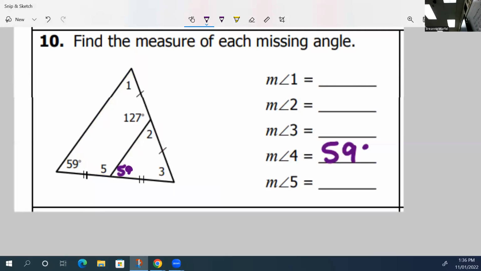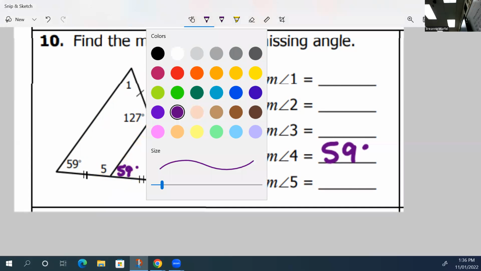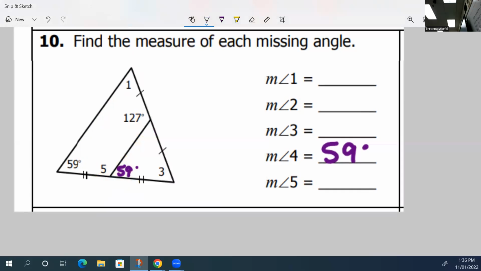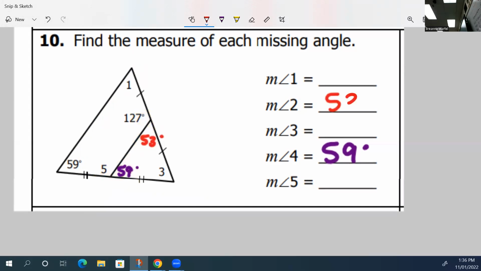Okay, then there's a few angles that I also want to solve for really fast. You can see that 2 and 127, and 5 and 59, are all linear pairs. So you know they add up to 180, and you can solve for those real quick. That means angle 2 should be 53 degrees, and then angle 5 should be 121 degrees.